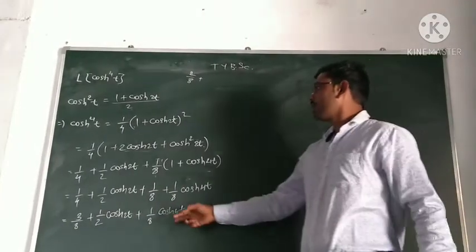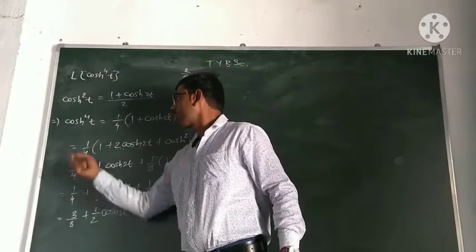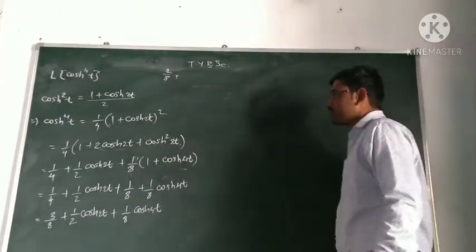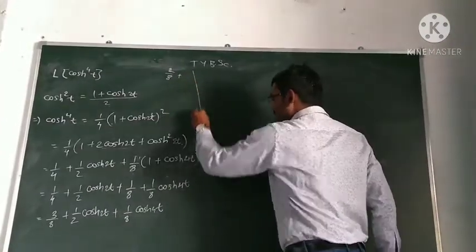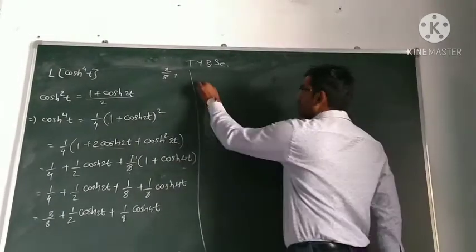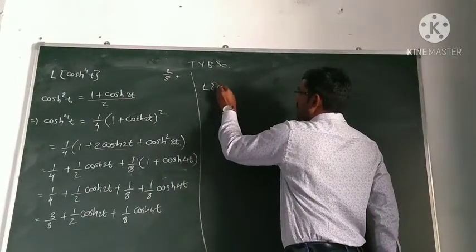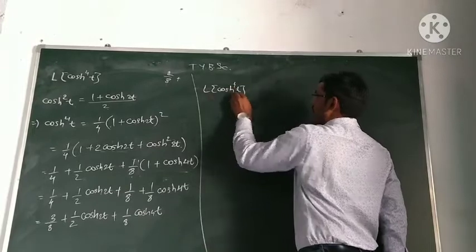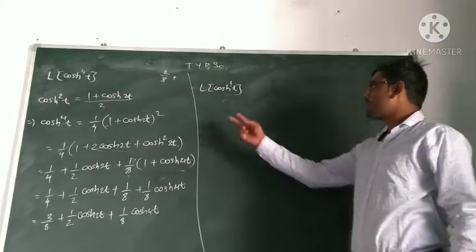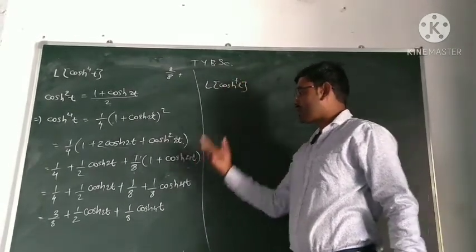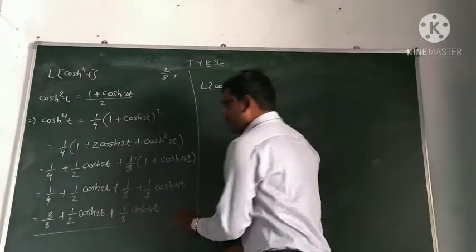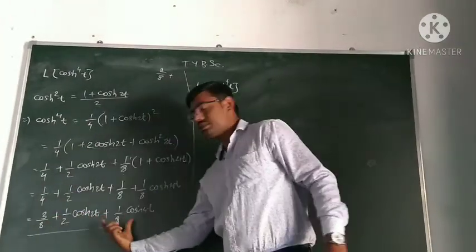So this is the value of cosh to the power 4t. Now we are finding the Laplace transform of cosh to the power 4t. So the Laplace transform of cosh to the power 4t is equal to the Laplace transform of this term, because cosh to the power 4t is equal to this term.